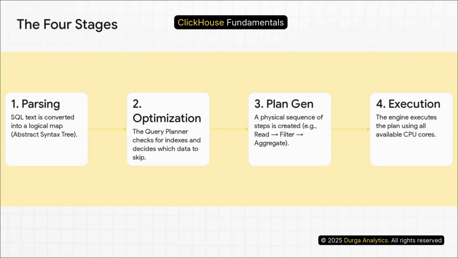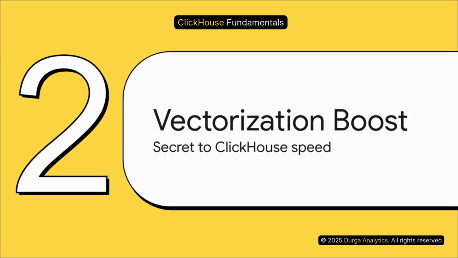Step 2, analysis and optimization, is the head chef looking at that ticket and finding efficiencies, like figuring out which indexes to use so they can skip reading data they don't need. Step 3, plan generation, is the chef creating the exact recipe, the sequence of steps to make the dish. And finally, step 4, execution, is the whole kitchen staff firing up the stoves and running that plan on all burners at once.